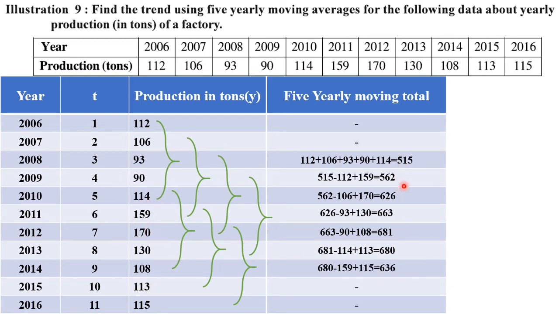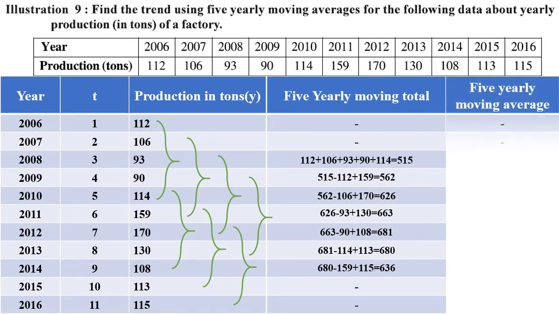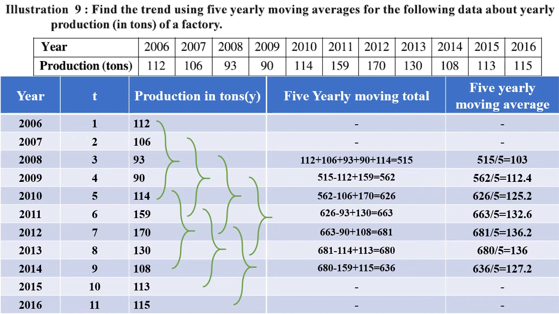So I got all the values as you can see here. Now what I have to do is divide all the answers by 5. In the 3 yearly moving average, I divided my answers with 3. In the 5, I will be dividing my answers with 5. So the 5 yearly moving average will be something like this as you see on your screen.